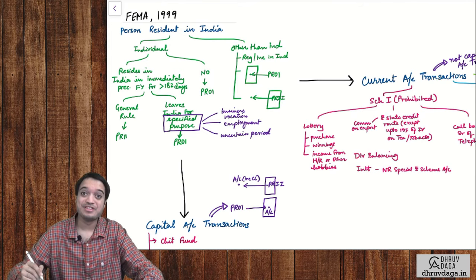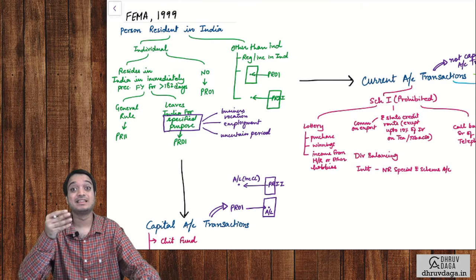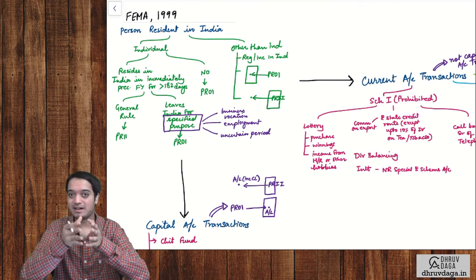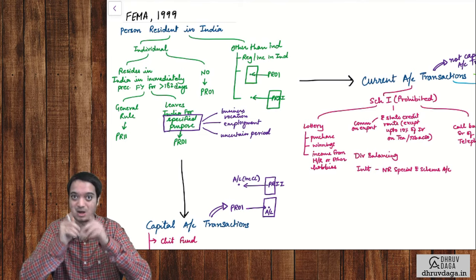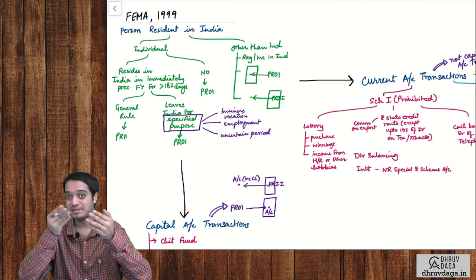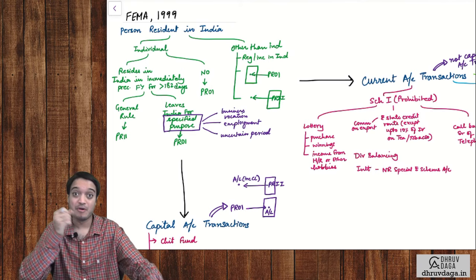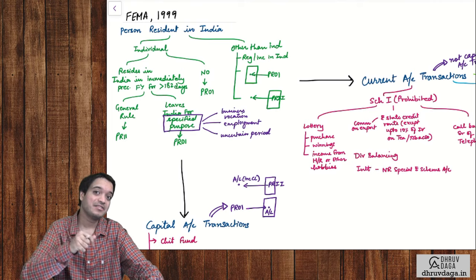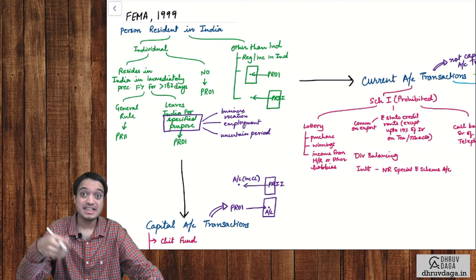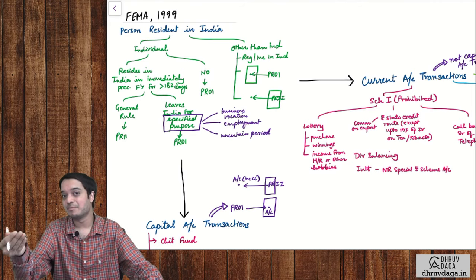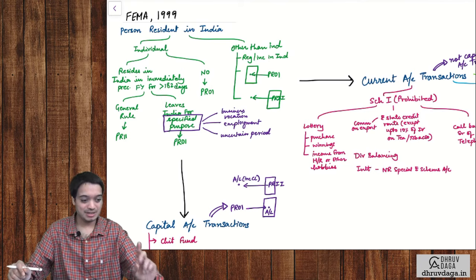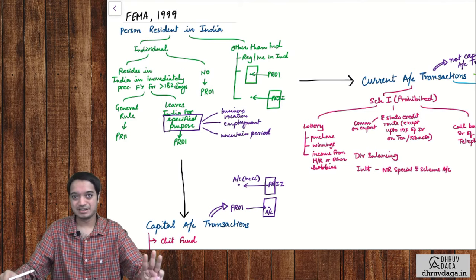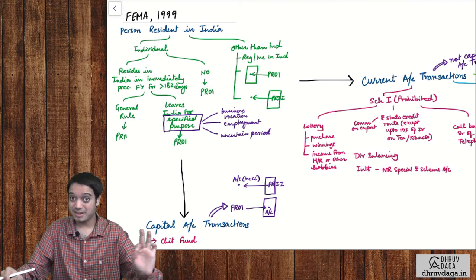1999. So the first definition that we start with is the person resident in India: more than 182 days resides in preceding financial year, condition number one. So the general rule is that then he becomes a person resident in India. However, if in the current financial year such a person leaves India for specified purpose, then in such case he'll become a person resident outside India. Specified purpose matlab business, vocation, employment, or for an uncertain period.